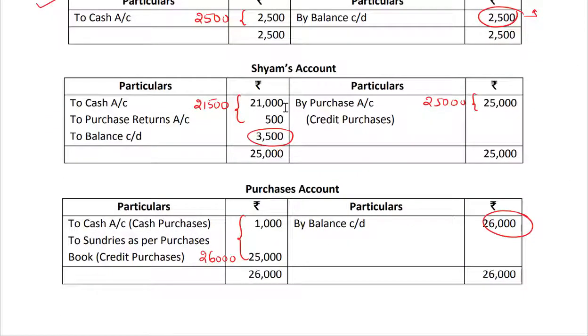Shyam's account, this is the balance 3,500. This is on the debit side, which means the credit total is more. So it is a credit balance. Shyam's account, credit balance 3,500.